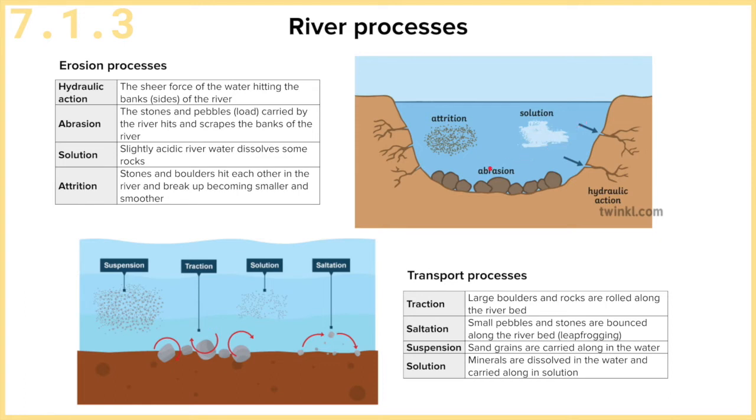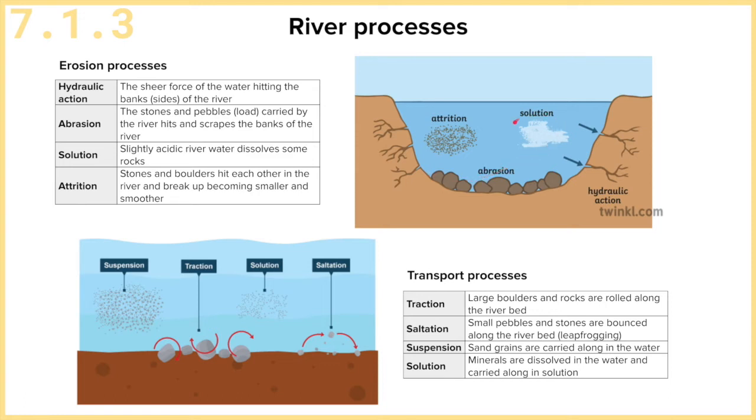And abrasion is when we get small stones and pebbles and bits of sand, and it's rubbed against the sides and the bottom of the river. It's sometimes called the sandpaper effect, because that's effectively what's happening. These little stones are rubbing against the sides, and it eventually starts to wear away and makes it deeper or wider over time. We then have solution.